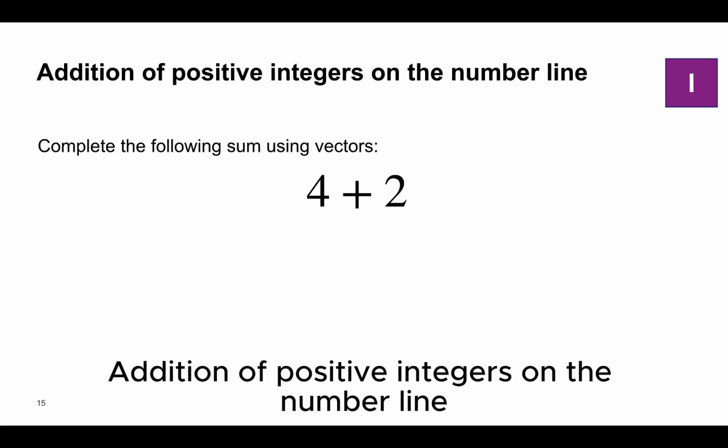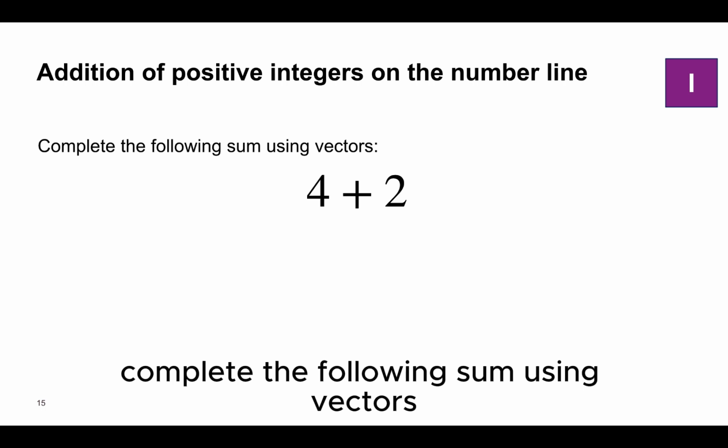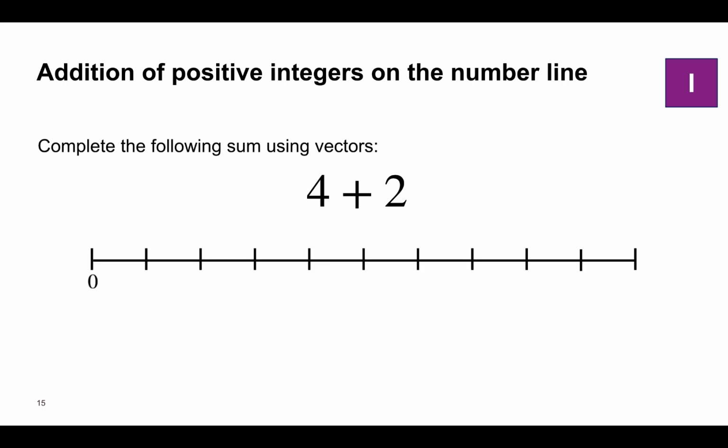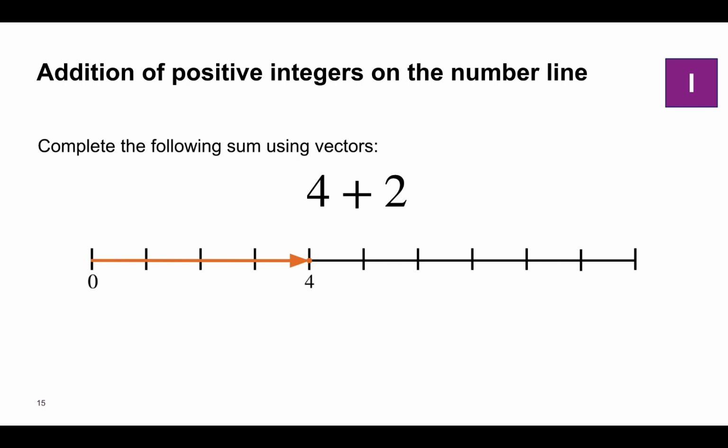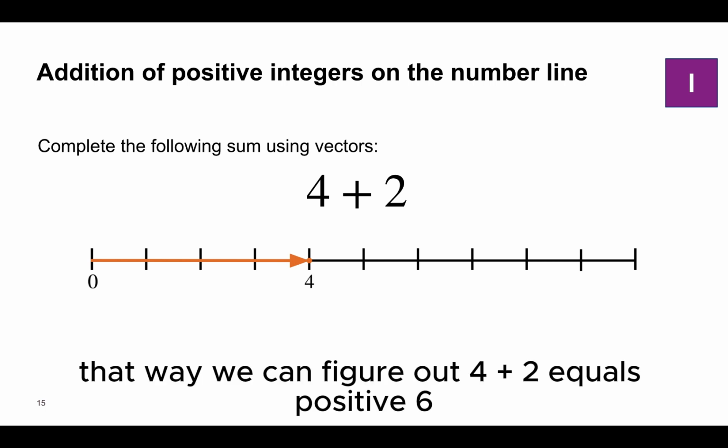Addition of positive integers on the number line. Complete the following sum using vectors. Starting from positive 4, plus 2 means move to the right 2 units. That way we can figure out 4 plus 2 equals positive 6.